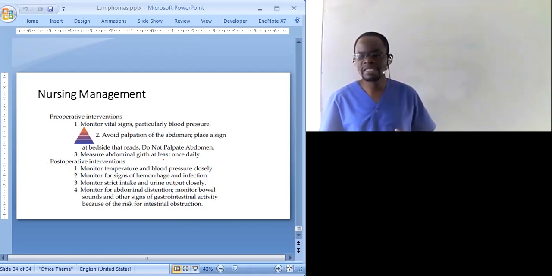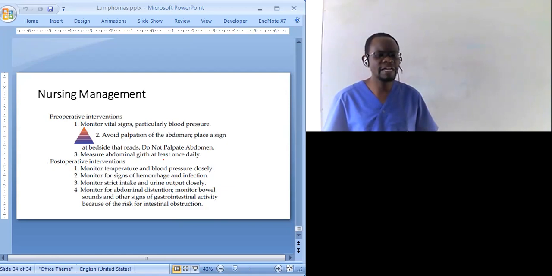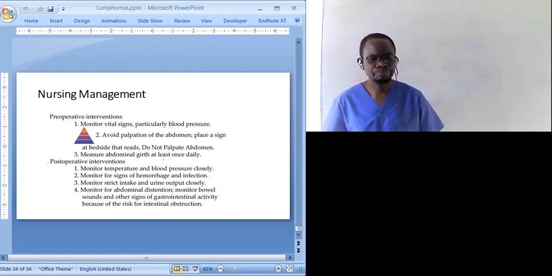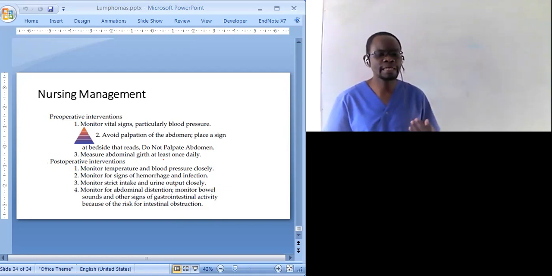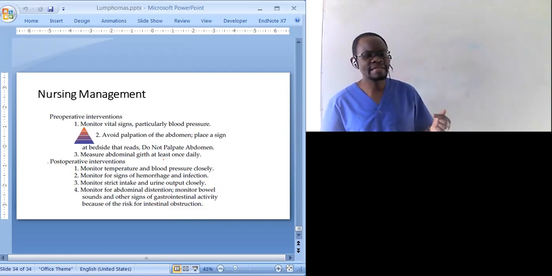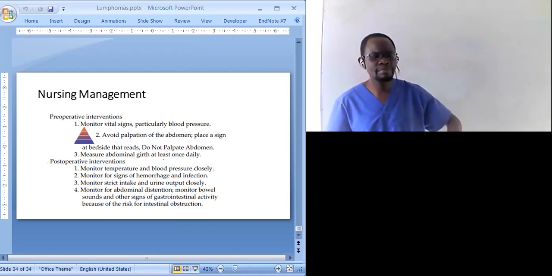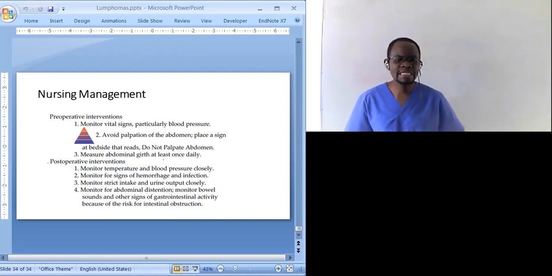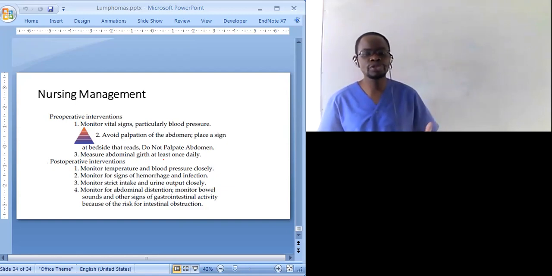In this lecture today, we started with the lymphomas, and we talked about Hodgkin's, non-Hodgkin's, then Burkitt lymphoma, plus the management, and then lastly we talked about Wilms tumor, which we said is not a lymphoma but a nephroblastoma. That marks the end of this presentation.